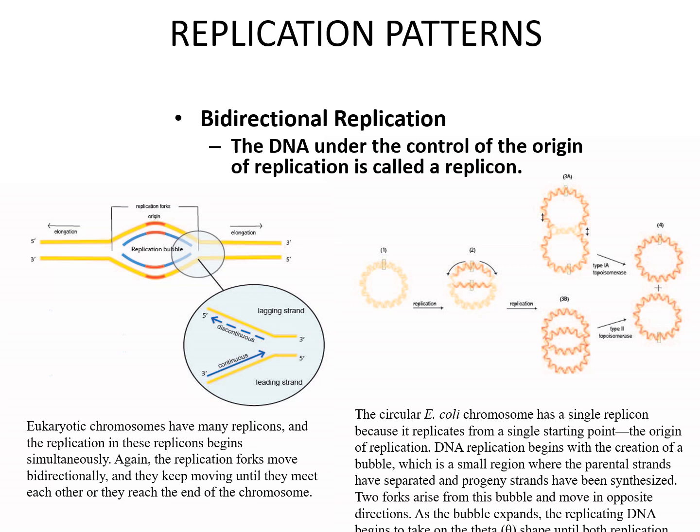And on the left side, that's the eukaryotic chromosome. As we know, the eukaryotic chromosome is very long, and it has many replicons. The replication in these replicons begins simultaneously, and they move bidirectionally until they meet each other, and also until they reach the end of the chromosome, which is the telomere.